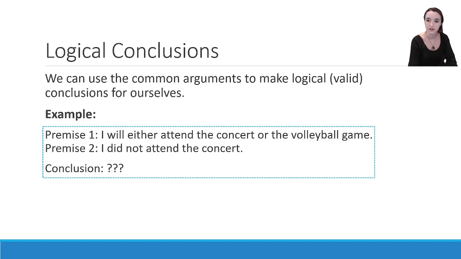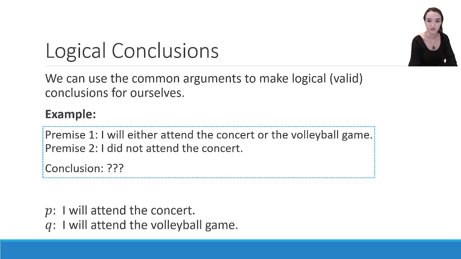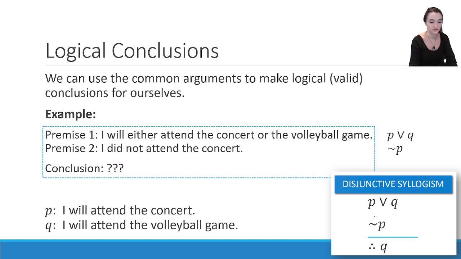So we can start by building out the symbolic argument. You might be able to figure this out without doing it symbolically, but we're going to be thorough about this. So first, my ideas at play are going to a concert and going to a volleyball game, so that'll be P and Q. So then together, my premises are P or Q, and then negation of P. So what is my conclusion? Well, I want to think back to my argument forms. I'm going to see that this is the premises for the disjunctive syllogism. Disjunctive syllogism means that I can conclude Q validly. And what is Q? Q is, I will attend the volleyball game. So my conclusion is, I attended the volleyball game.